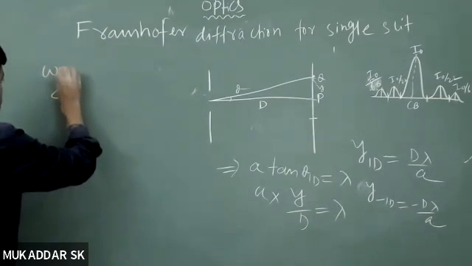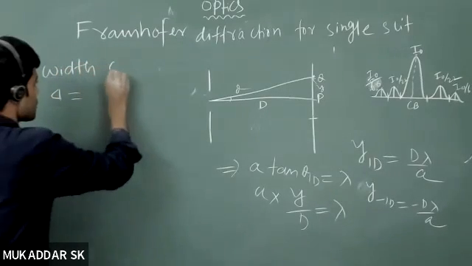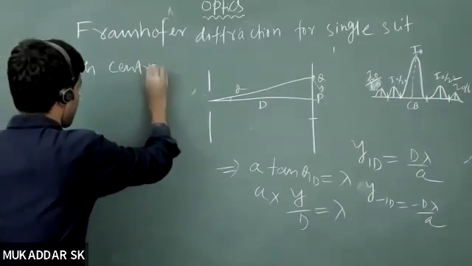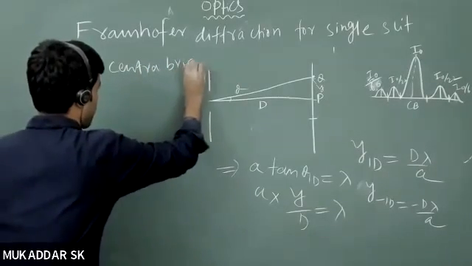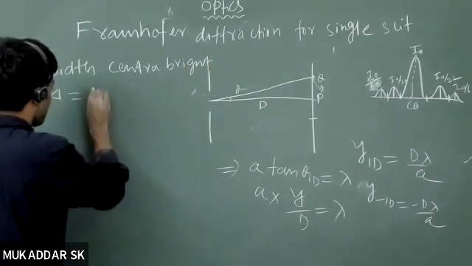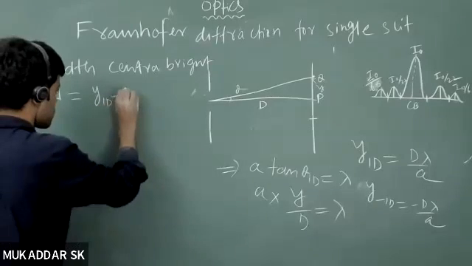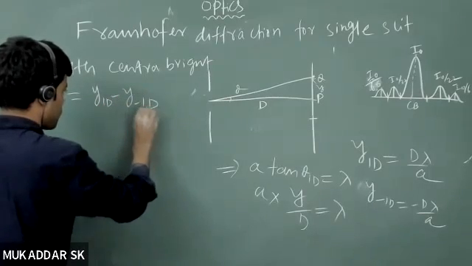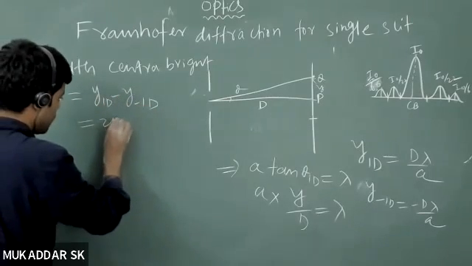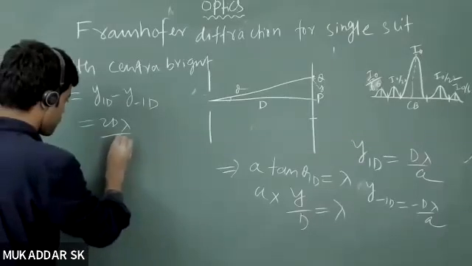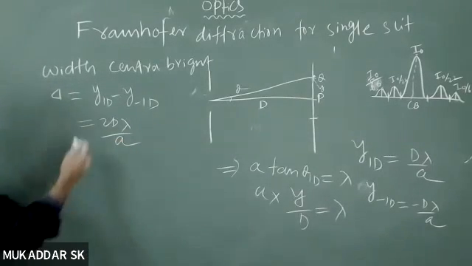Width of central bright. That will be y1d minus y minus 1d. So that will be 2D lambda by a.